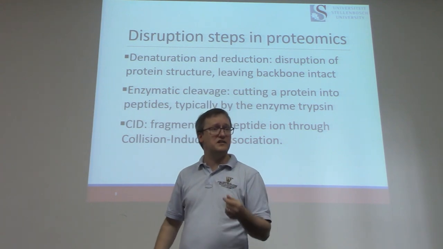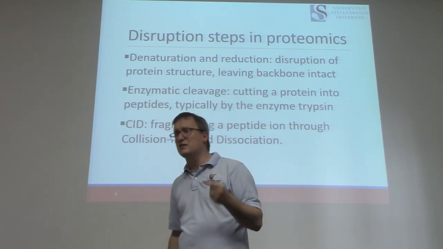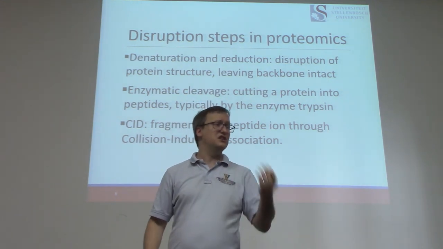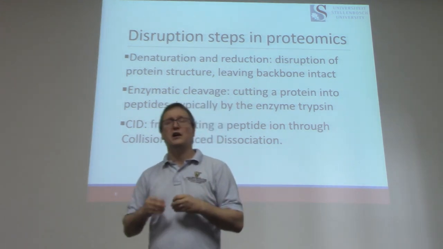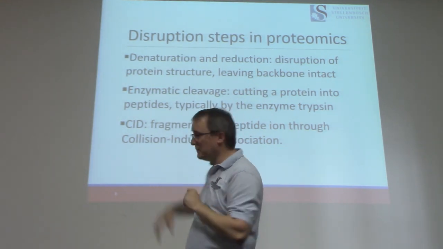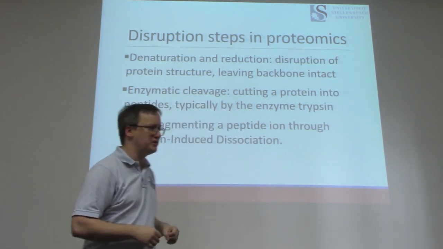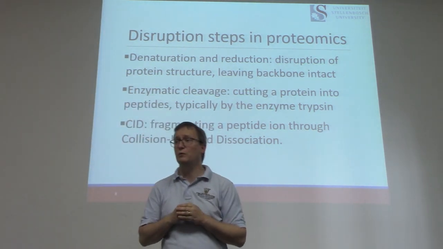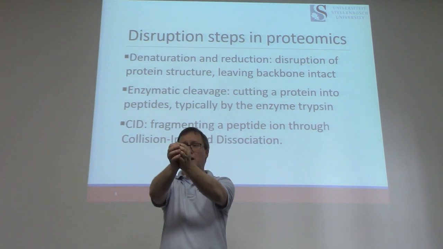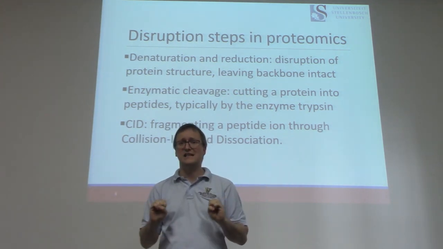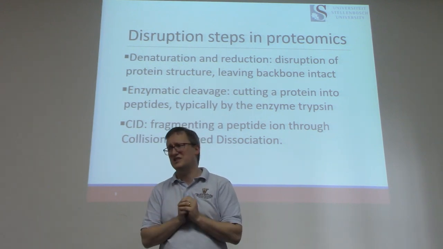We can use methods that will cut at methionines, like cyanogen bromide, or you could use Glu-C that cuts to the C-terminal side of glutamate. We have a lot of options on this score, but typically trypsin kind of rules the roost. Most of the time, the fragmentation process that we use to cause the peptide ion to create a cloud of fragment ions instead is collision-induced dissociation, or CID.